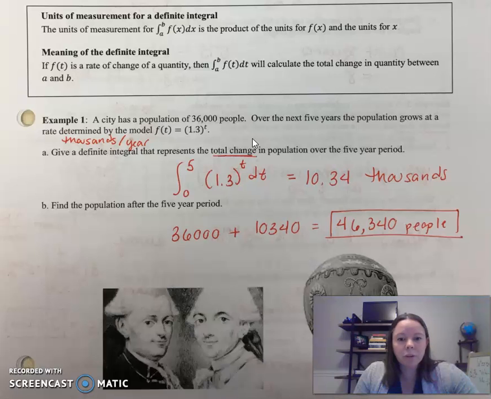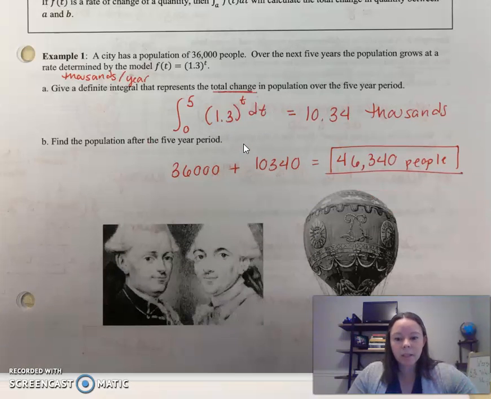All right, so here we go. Let's try an example. A city has a population of 36,000 people. Over the next 5 years, the population grows at a rate determined by the model, and we're growing in thousands of people per year. That's what this is in terms of. So give a definite integral that represents the total change in population over the 5-year period. So there's my integral from 0 to 5 of our derivative, 1.3 to the t dt. Remember, if ever there's an integral symbol, there has to be a dx, dt, something. There has to be a what's the change in terms of.